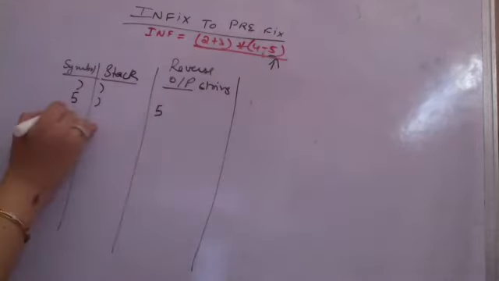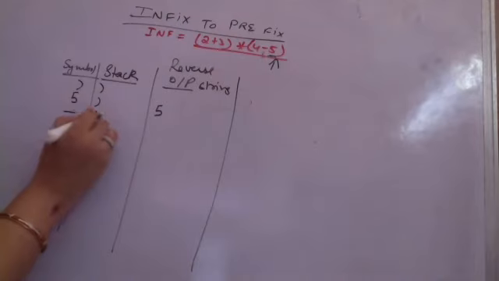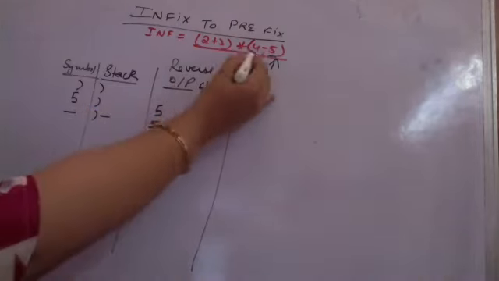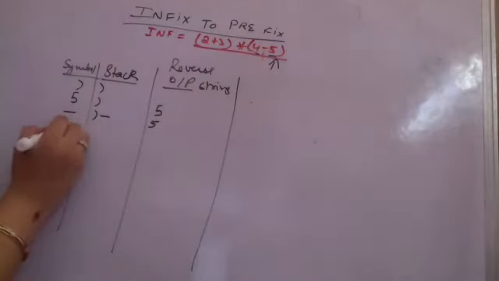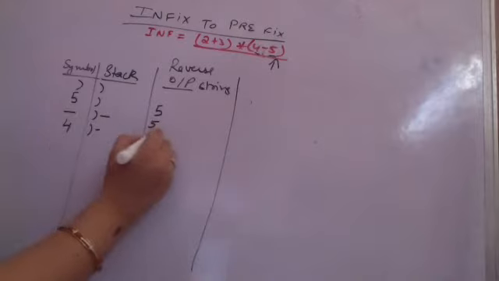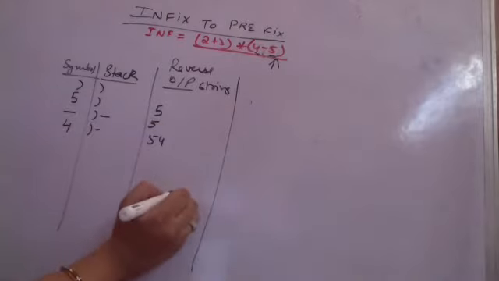Then I have an operator. Operator, push onto the stack, if the top is a closing parenthesis. Fine. Then I again have an operand. 4 comes here. Now, operand, add it to the output string as it is.